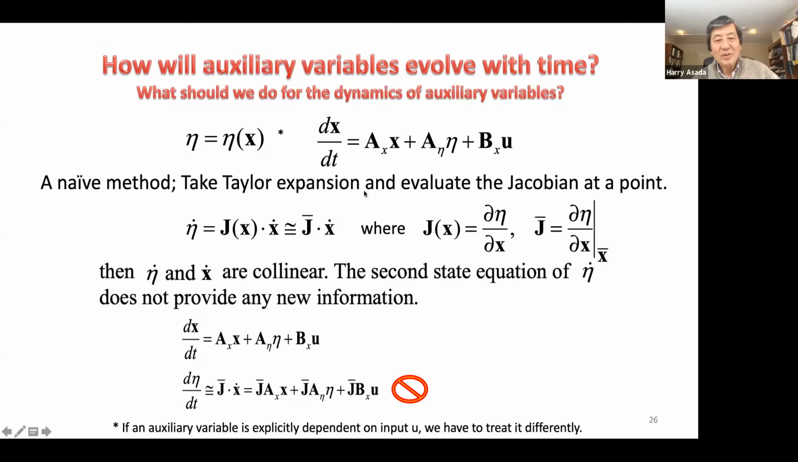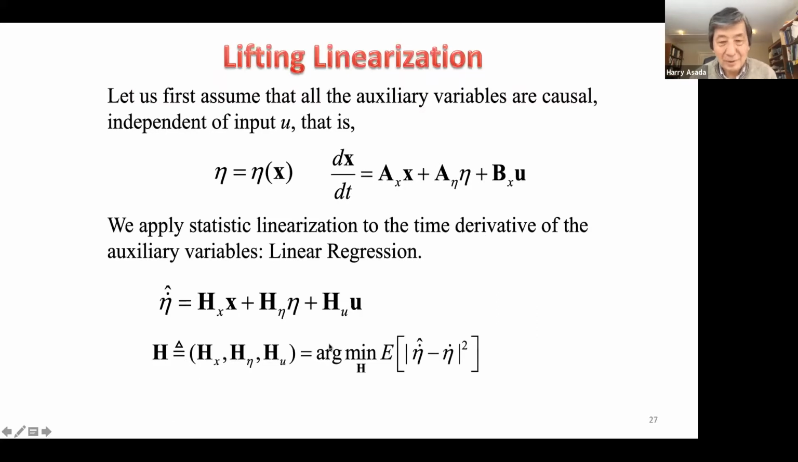Well, I know this indicates that the eta dot and x dot are collinear, right? In fact, in place of x dot, you can substitute this one into that, and then what you get is this equation. But this equation doesn't provide any new information, because x dot and eta dot are collinear. The relationship is just a linear relationship. It does not provide any additional information. The first equation is just good enough. So that's bad.